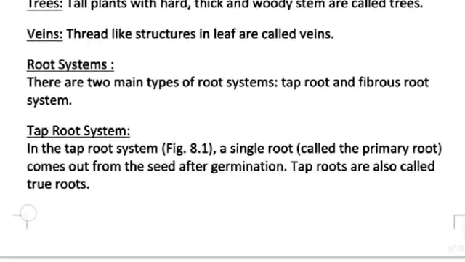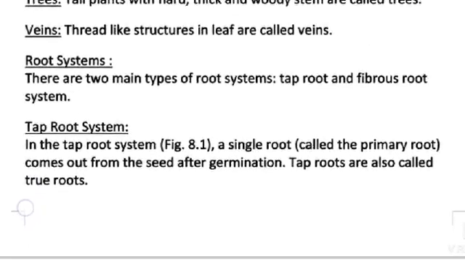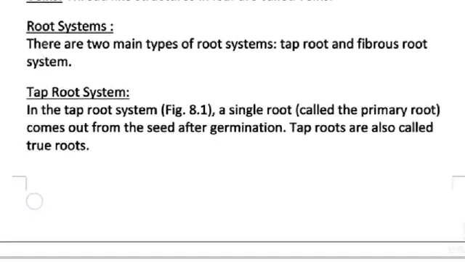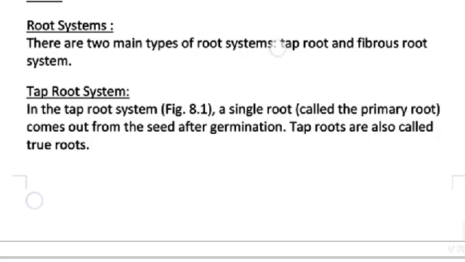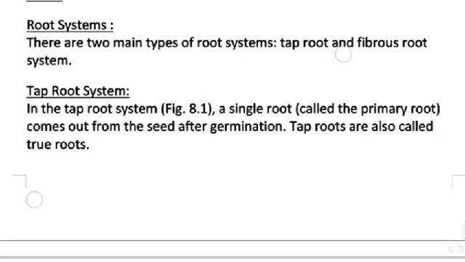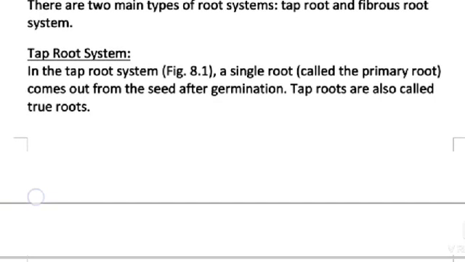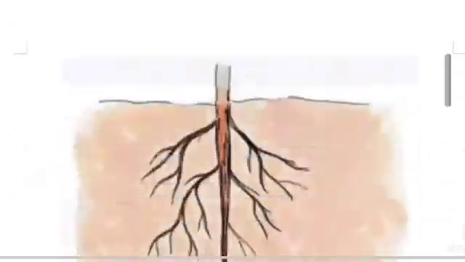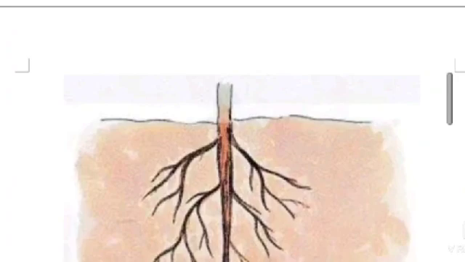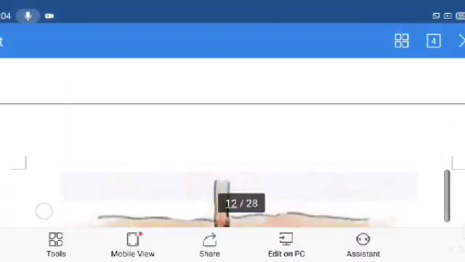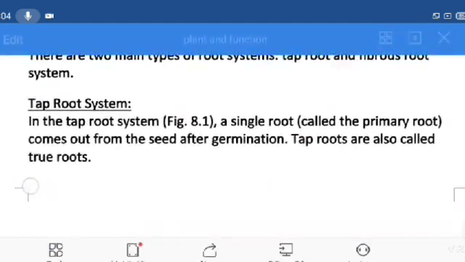Veins, thread-like structures in a leaf, are called veins. Root system. There are two main types of root system, taproot and fibrous system. See the picture? In the taproot system, a single root comes out from the seed after germination. Taproot is also called true root.